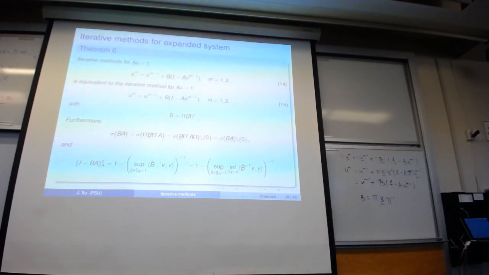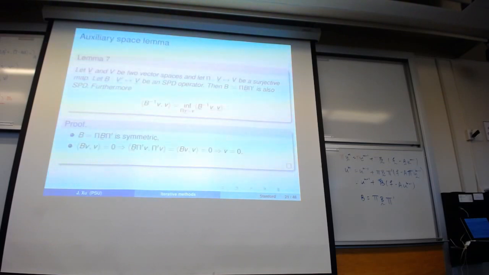This is a very important identity, and I'm going to prove this one. I need to prove this one is equal to that. Basically, if B equals that one, I'm going to prove a theorem here. Let V be a vector space, and pi a surjective map, B theta from V prime to V. This symmetric part definitely operates there. Here's the deal.